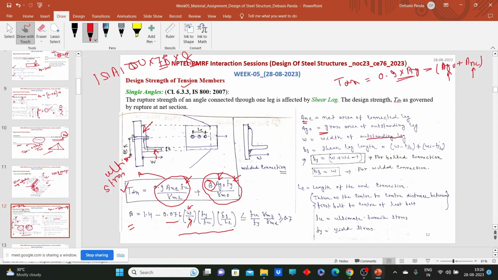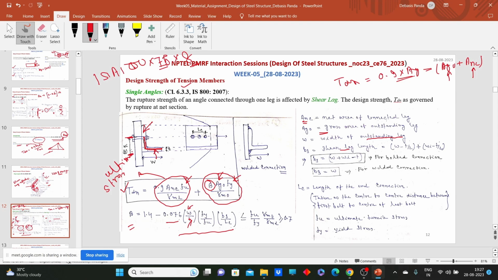Now what is bs? This is an important thing. bs is the shear lag length. That means how much portion is maximum affected by this shear lag effect. So how do we calculate the bs value? For the bolted connection, it is taken from the center of the bolt to the end of the outstanding leg, the portion I have just marked. Quickly let's calculate the value of this portion.